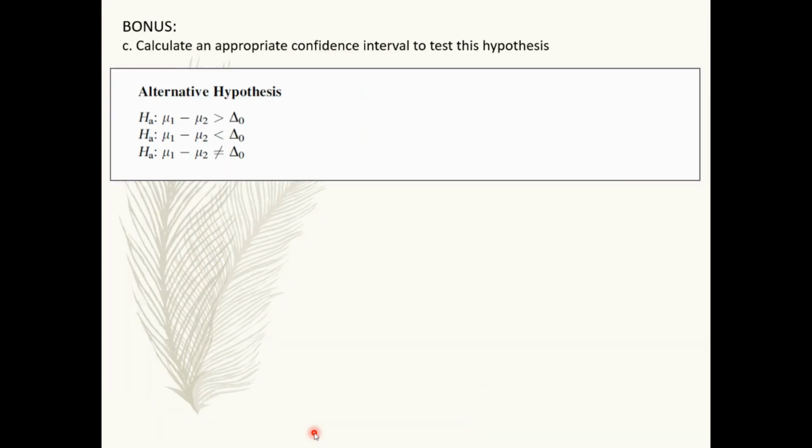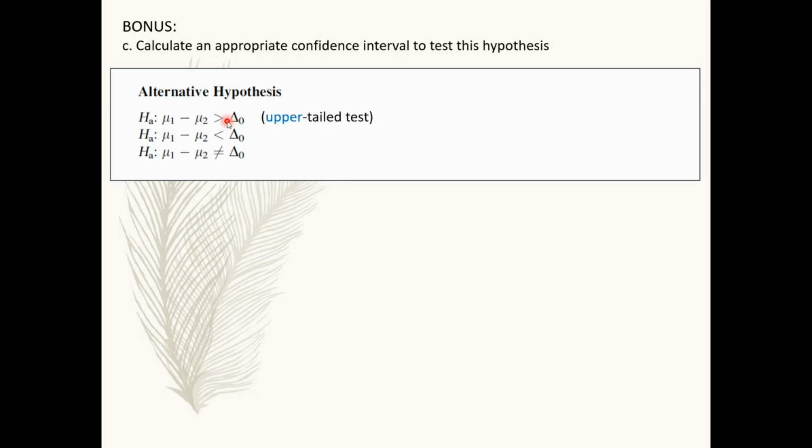So I want you to calculate an appropriate confidence interval to test this hypothesis. It could be upper, lower, or two-sided. You need to determine which one will allow you to make a decision at the end of the day. There are obviously your three alternatives, and to determine which test you need, you first need to identify: is this a one-sided test, is it upper, is it lower? So let's do the first one together.